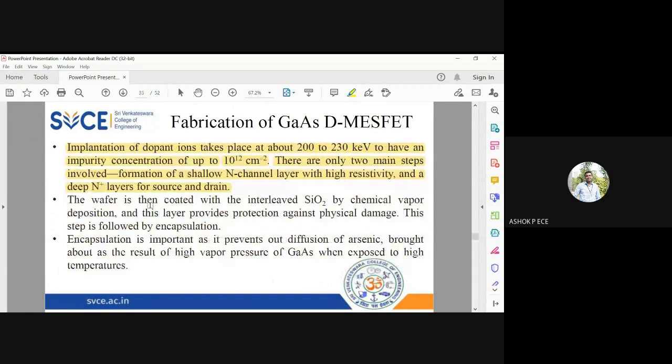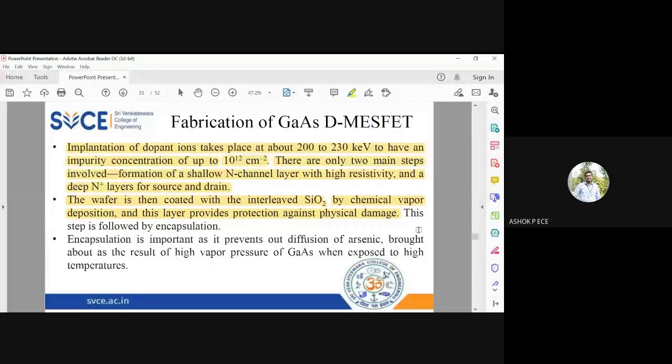So the wafer is then coated with interleaved SiO2 by chemical vapor deposit, and this layer protects against any physical damage. You know, SiO2 we are using, and silicon dioxide is an insulator, and any damage to the device is prevented using this coating of SiO2.